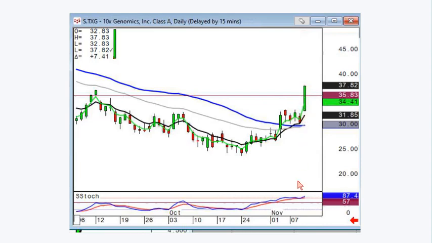So anyways, this one. Now, what's the difference between a pattern breakout and a signal? A signal you want to see occur when the stochastics are in the oversold area. A pattern breakout is usually going to occur when your stochastics are in the overbought area.